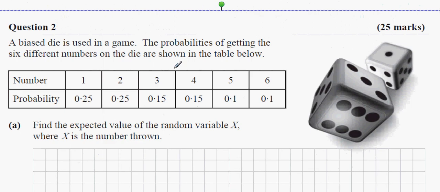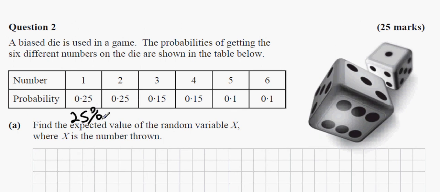Next one. A biased die is used in a game. The probabilities of getting 6 different numbers on the die are shown in the table below. So what we can see here is this is in decimals, right? So there's 25% of getting a 1, 25% of getting a 2, 15% of getting a 3, 15% of getting a 4, 10% of getting a 5, and 10% of getting a 6.